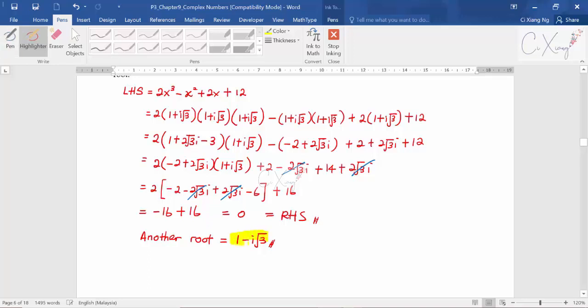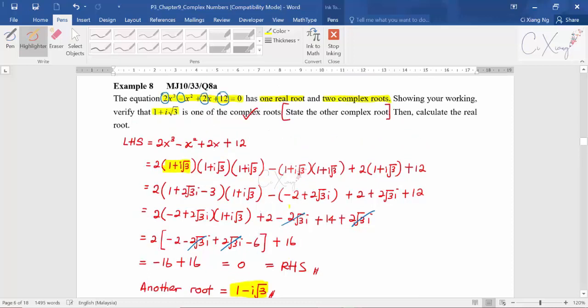Okay, so the first root is this one, 1 plus i square root 3. Another one will be the conjugate pair, which is 1 minus i square root 3. So this is another root. Okay, then after that, continue to the last part.